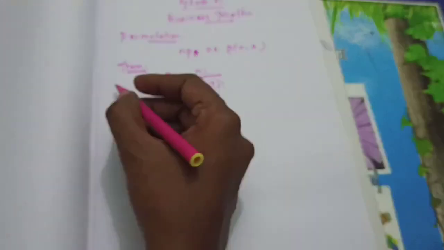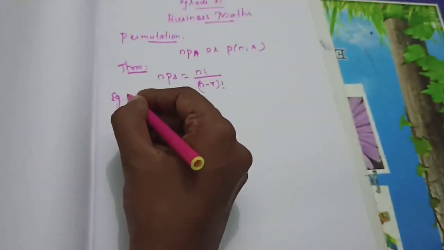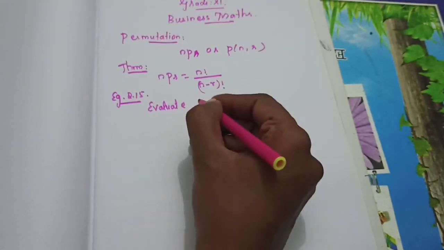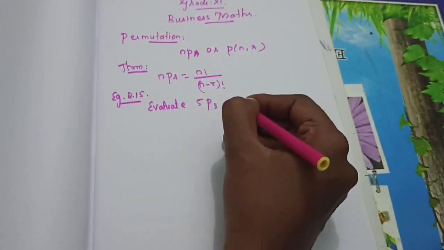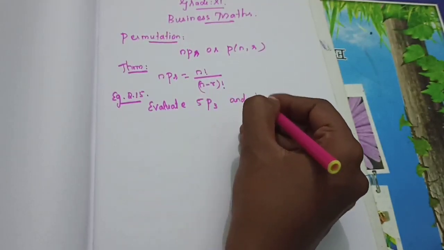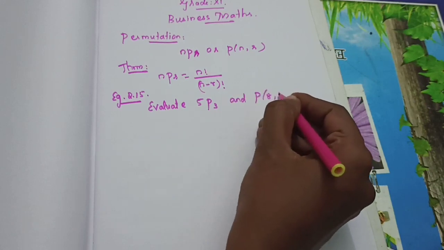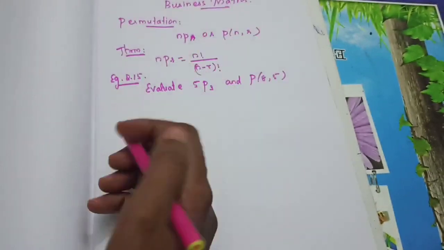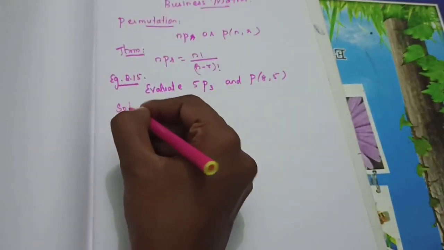Understand? Okay, let's move to the question. Example 2.15. Evaluate 5P3 and P(8, 5). Both are the same thing. Solution.